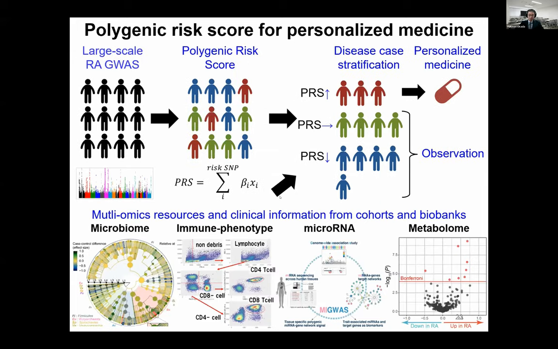Then we may need to integrate other omics resources. Genetics is a really important factor, but another omics layer, microbiome, phenotypes, microRNA, metabolome, this kind of integration of omics resources should help us proceed toward personalized medicine or personalized prevention.